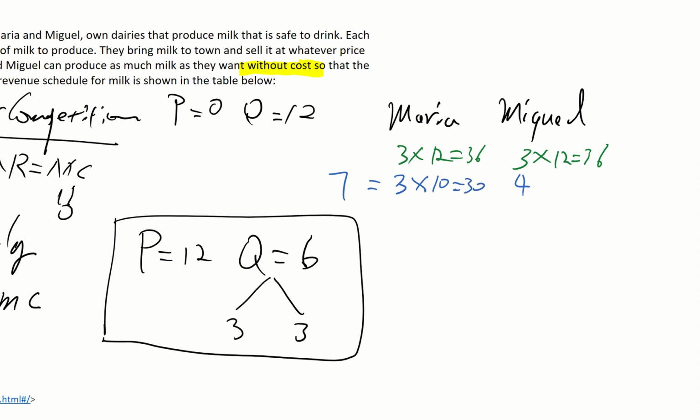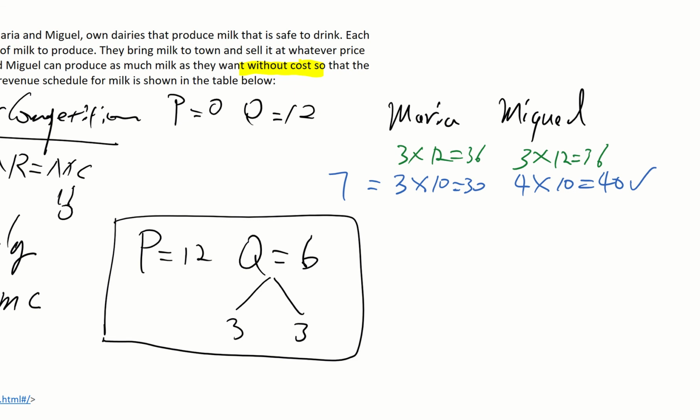But for Miguel, when he sells 4 gallons, and he's cheating by the way, and each gallon sells for $10, he will have a total profit of $40. Which means Miguel is better off when he's cheating. Because he did cheat, he will make a $40 profit. If he doesn't cheat, it's only a $36 profit. So if you're Miguel, what do you do? You will cheat.